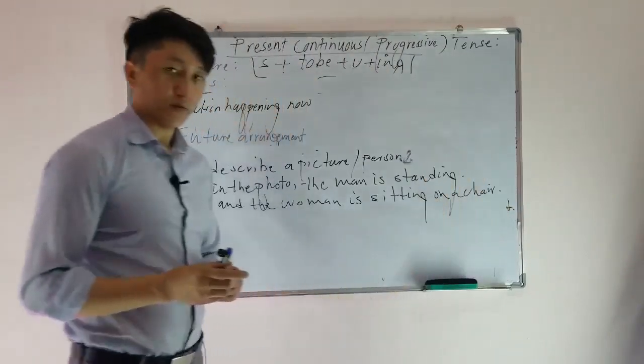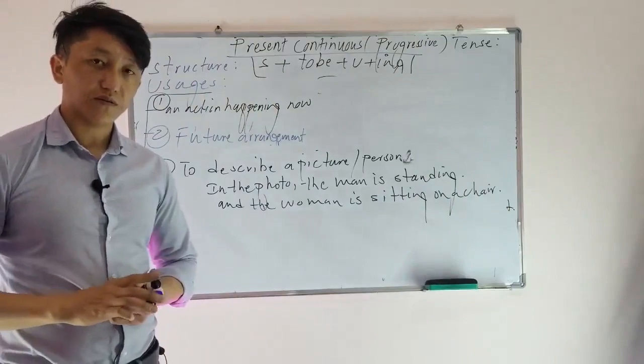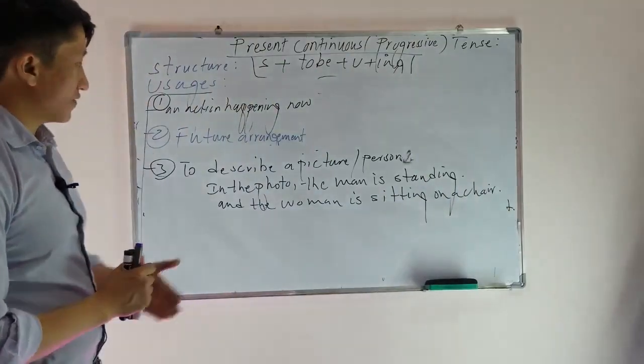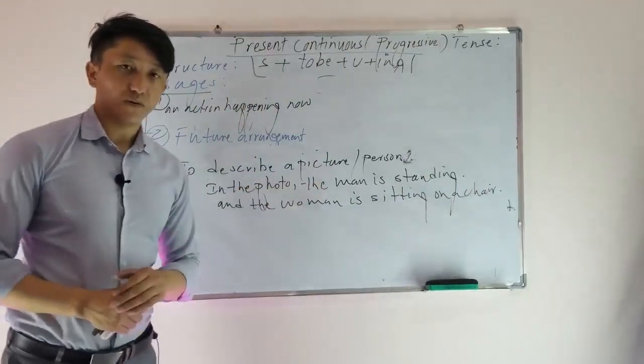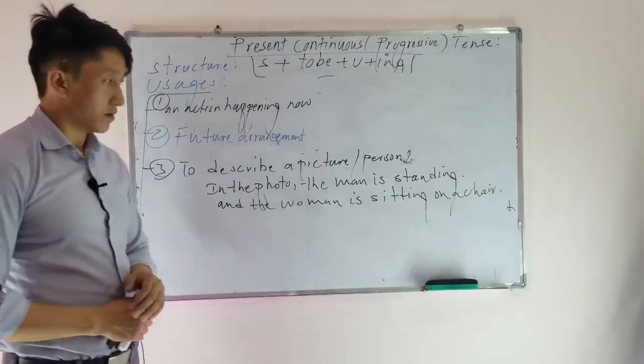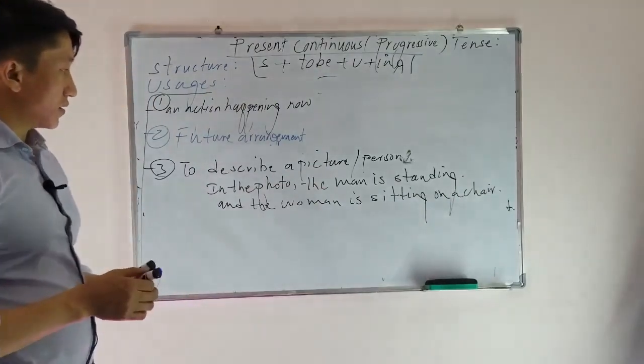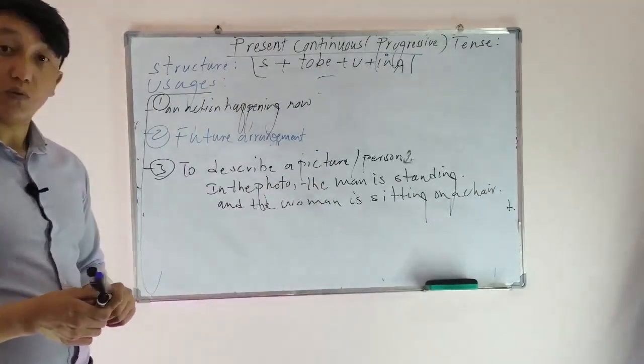So if I want to describe a photograph, a picture, at that time I have to use present continuous tense. So in the photo, the man is standing and the woman is sitting on the chair. And it's also used to describe a person. For example, what does he look like?